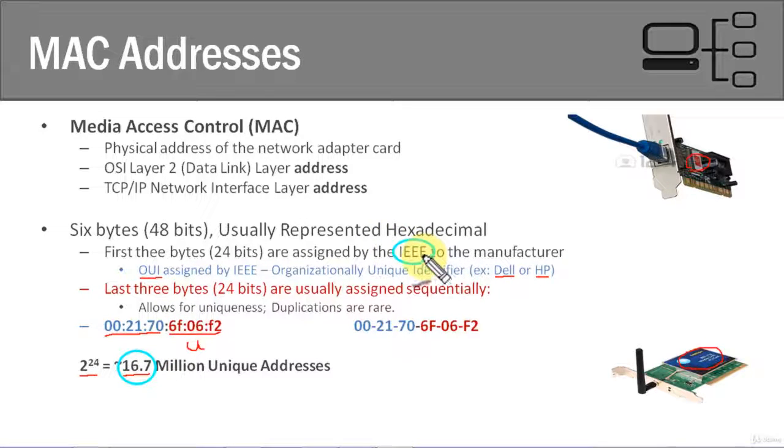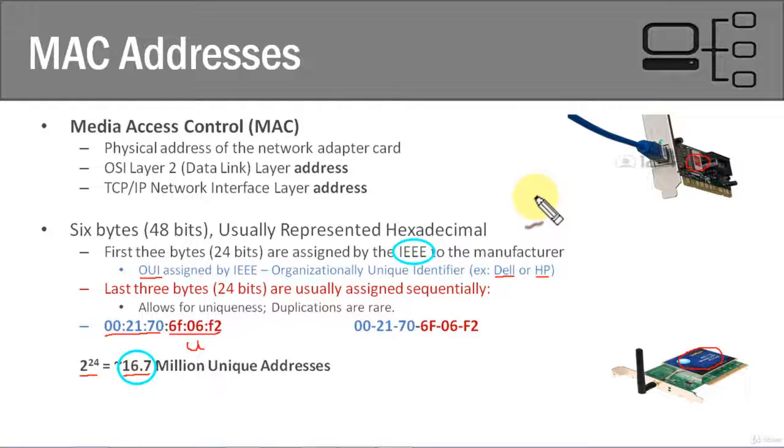Well, they simply go back to the IEEE and say, give me another OUI. They'll give them another OUI, and they can use that for another 16.7 million. So if you think about it, that's a lot of unique network interface cards that we can have on the internet.